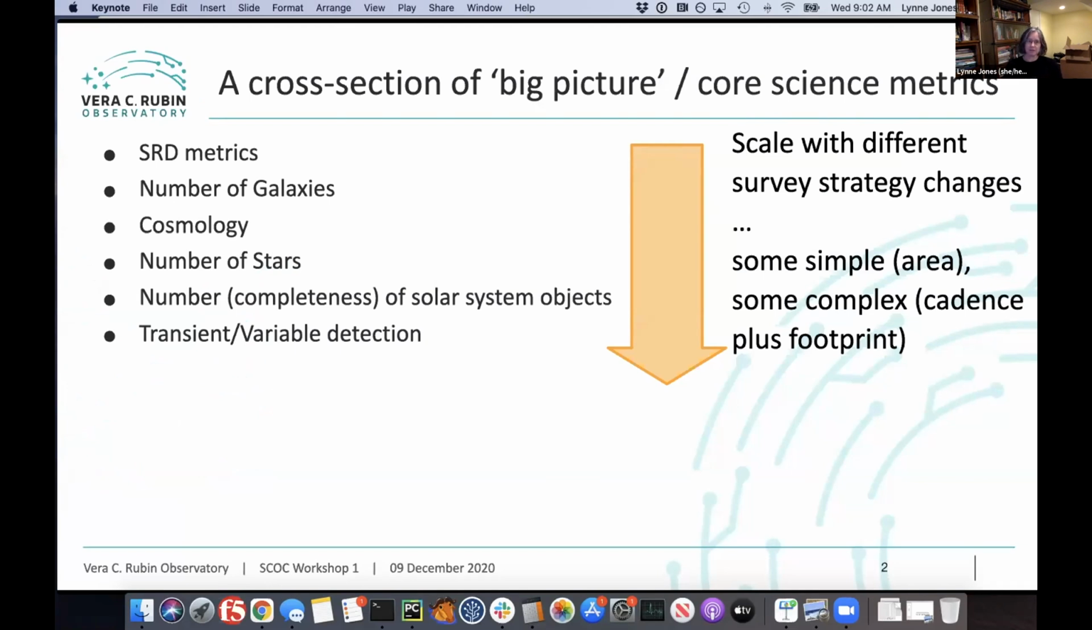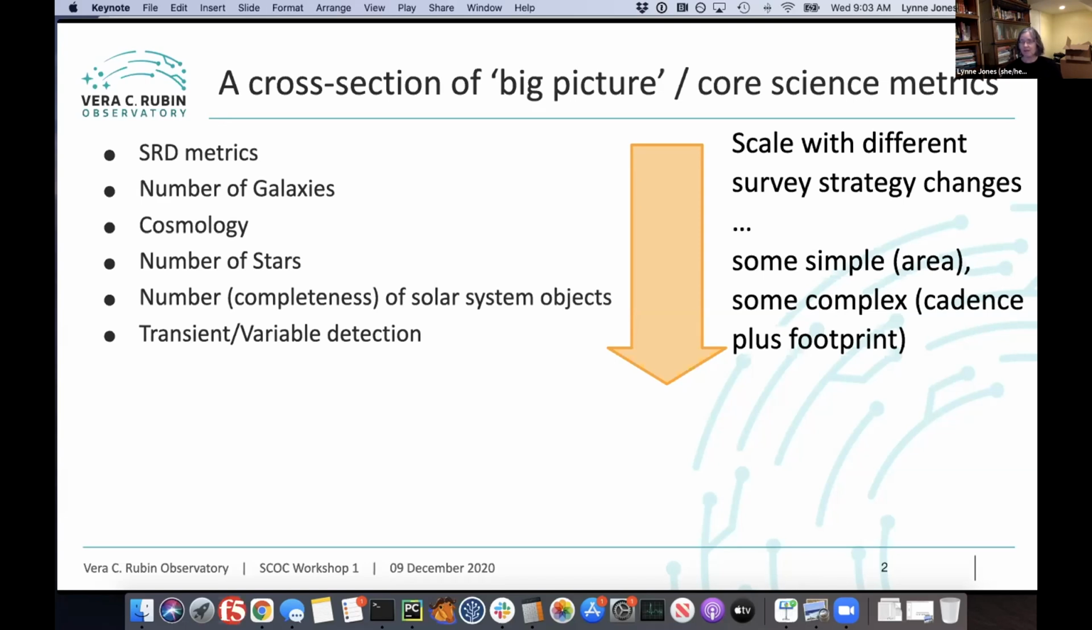They include the SRD metrics, things like the number of galaxies to represent the galaxy collaboration, cosmology, and this primarily relates to dark energy, number of stars, and the completeness of solar system objects. And we have a few metrics for transient and variable detection. These scale with different survey strategy changes. Some are simple, they just scale with the amount of area, whereas more of them are more complex. They depend on the cadence plus the footprint or the filter distribution, for example.